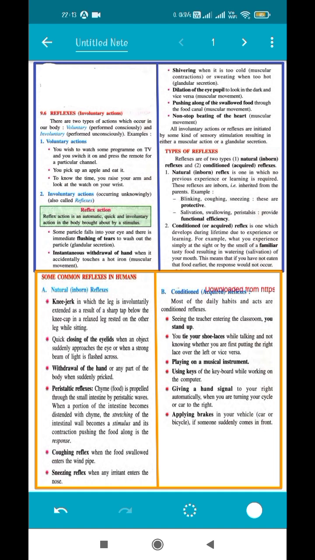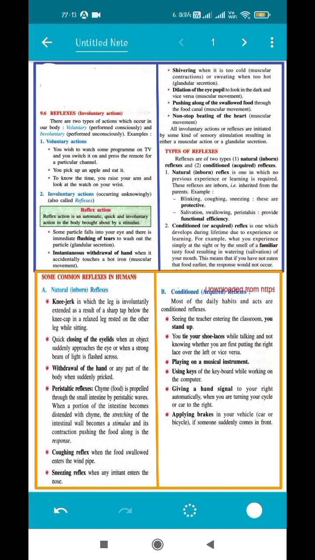But conditioned reflexes are the ones which we acquire over a period of time. For example, we stand up when the teacher enters the classroom. This is one example. Even without seeing, we can tie our shoelaces. People who know typing can type without looking at the keyboard. Or when a rider is taking a turn, they will give a hand signal to the vehicle which is behind them. So these things are learned over a period of time. So these are conditioned or acquired reflexes.